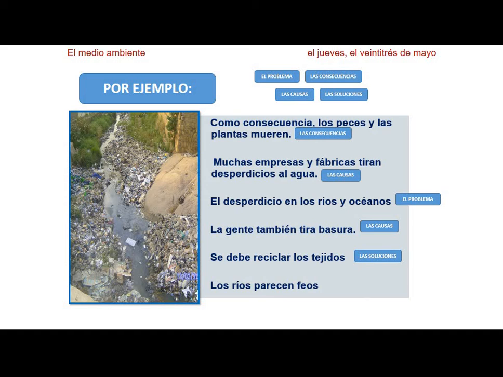So tejidos is just your clothing, things like that, your stuff. You have to recycle things. And finally, the consequence, los ríos parecen feos. The rivers seem ugly, or look ugly.